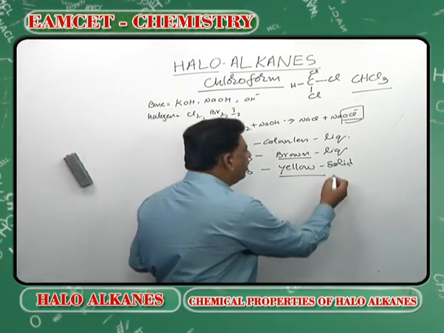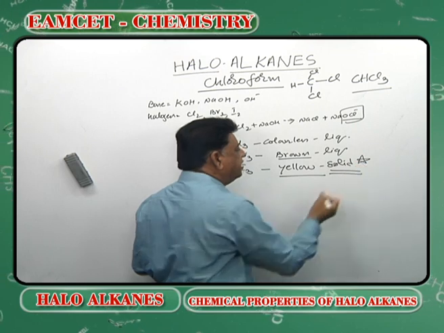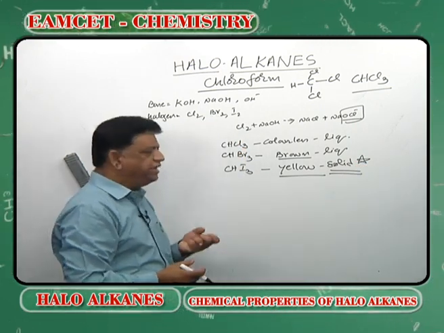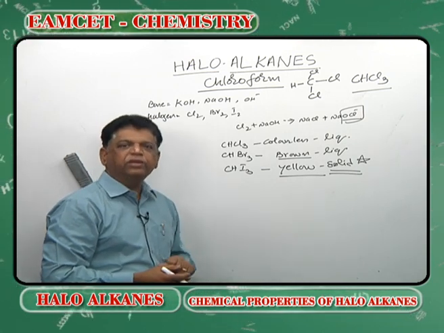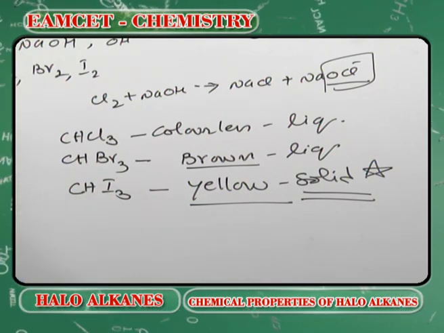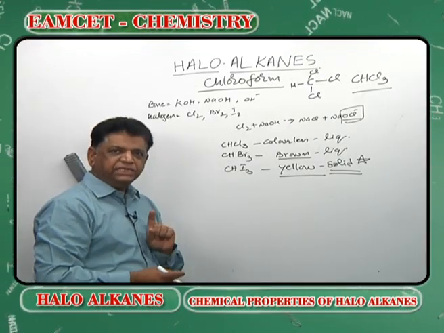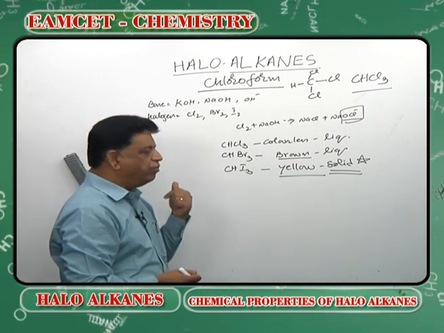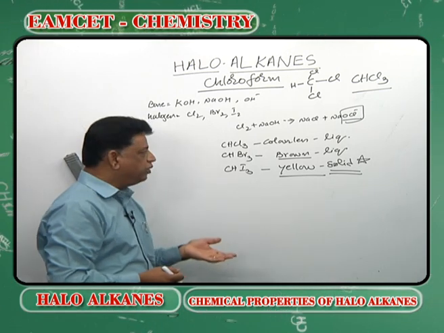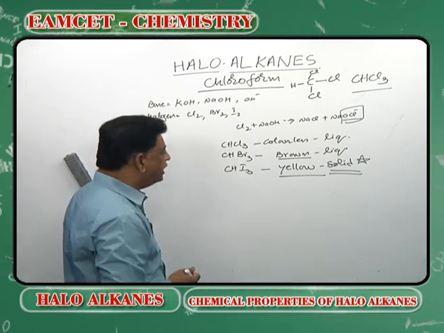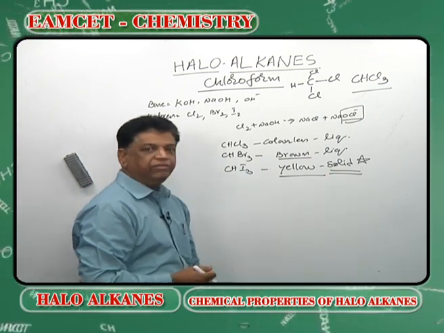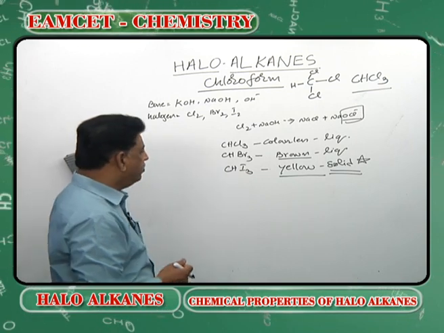Similarly, whenever a solid is there, we have one more advantage. You can filter the solid, collect it and weigh it. The weight divided by molecular weight gives you the moles. So many moles of iodoform formed means that many moles of ethanol were taken. For each ethanol, one iodoform is formed. So you can work out how many moles or grams of ethanol were taken stoichiometrically, for a quantitative analysis. The color and the solid phase are both used for quantitative analysis.